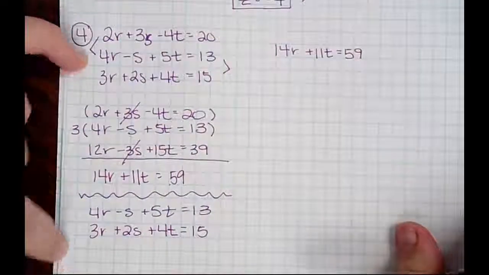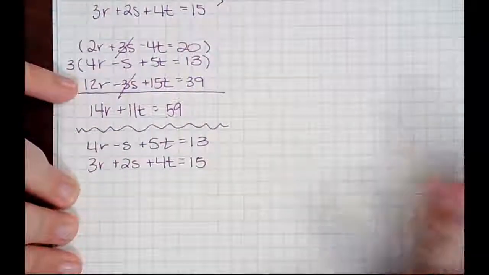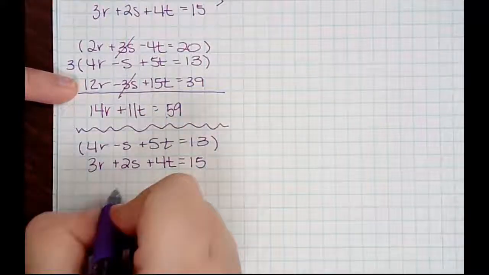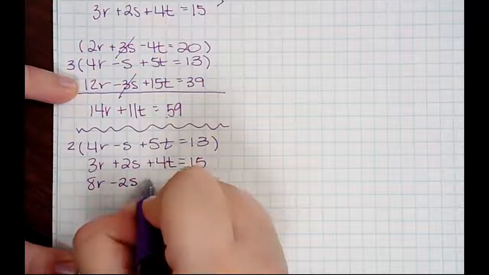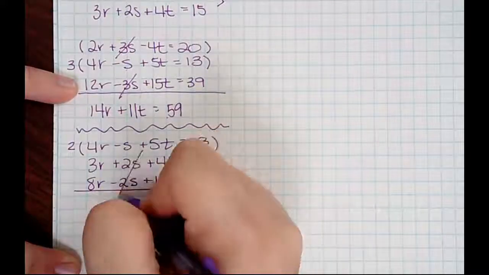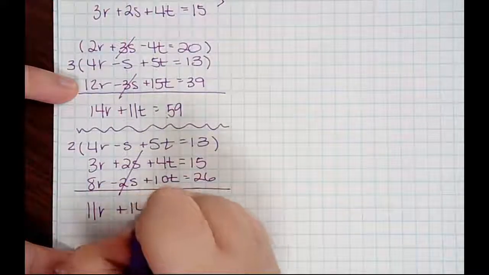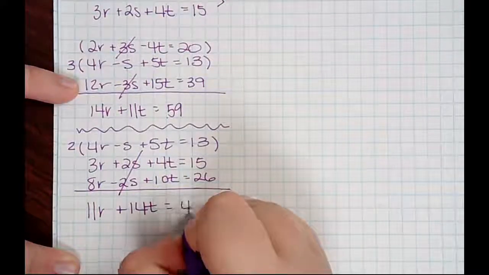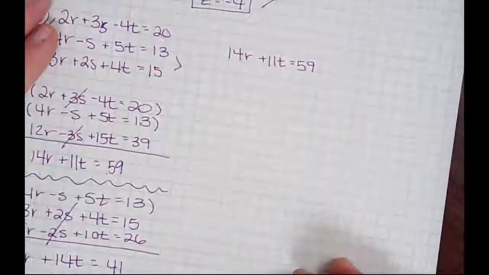Alright. I notice if I want to cancel that s out, it's easy enough to just multiply the first equation by positive 2. I get 8r minus 2s plus 10t equals 26. Add them down like we're used to. I get 11r, I get positive 14t equals 41. Sweet, I have another equation. I'm going to bring that one up here.